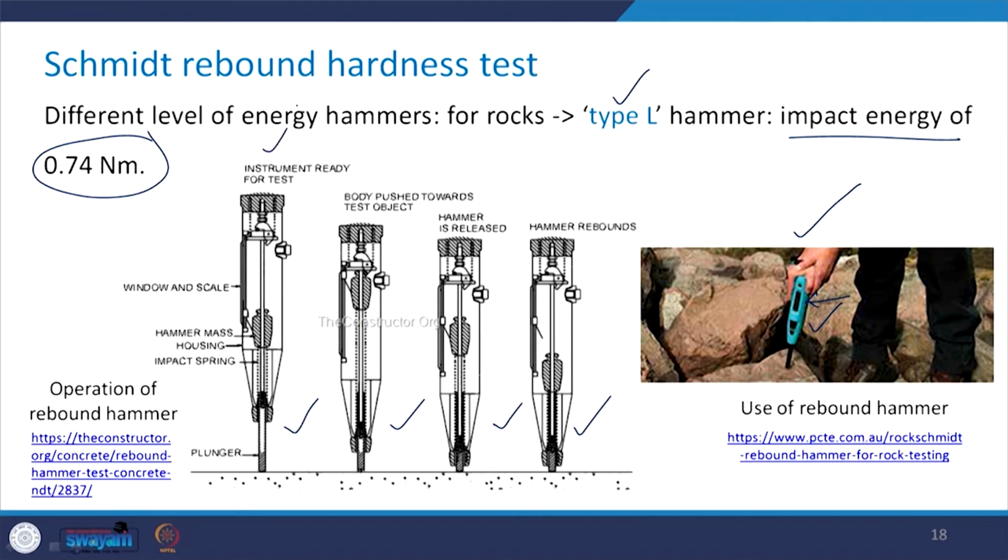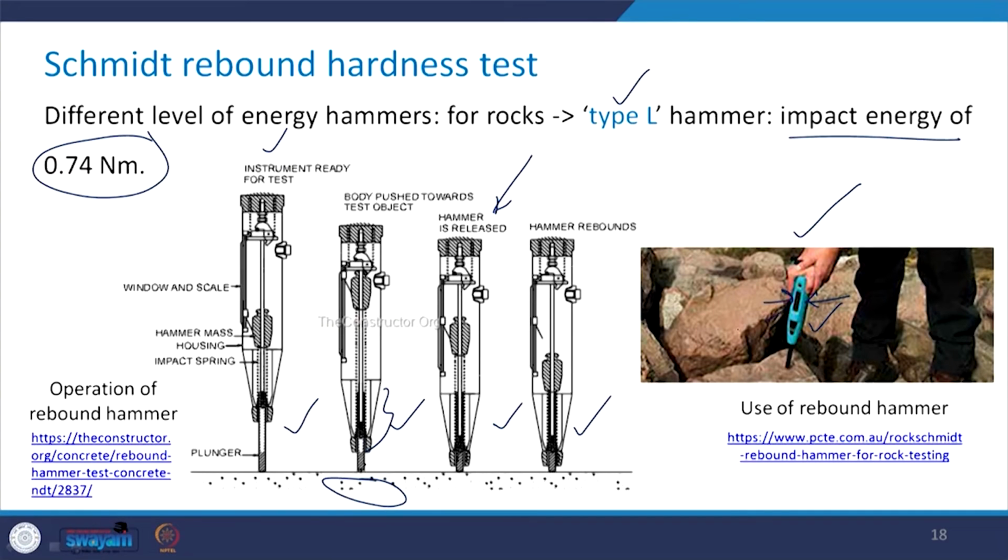Then we push the body towards the test object. So, here it is the test object. You see that the plunger is pushed. There is energy stored in this spring, and now the hammer is released. So, what will happen? This plunger will bounce back, and that rebound is noted here on this scale.